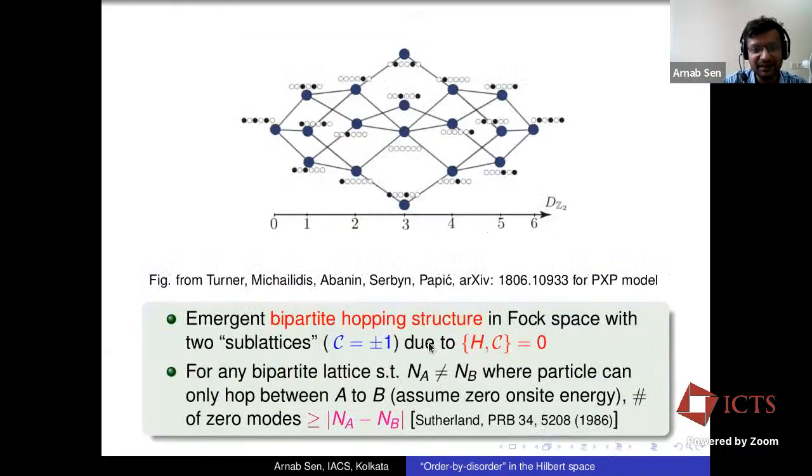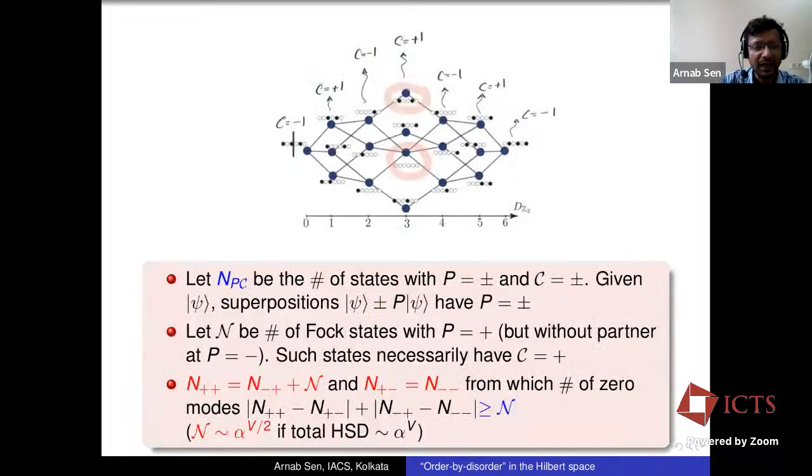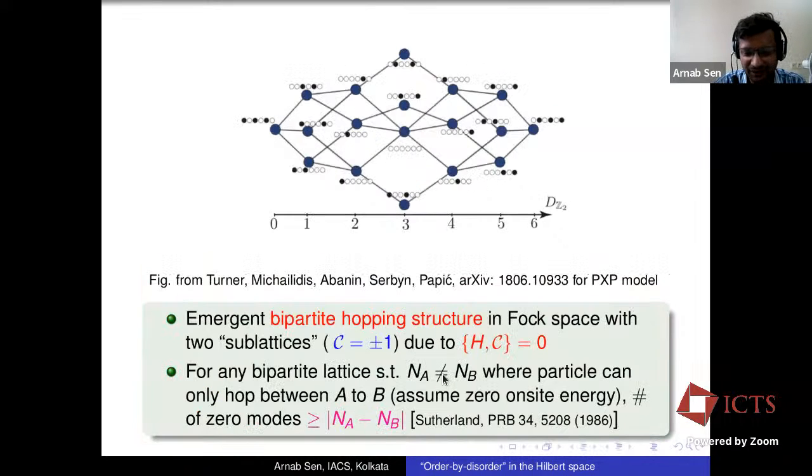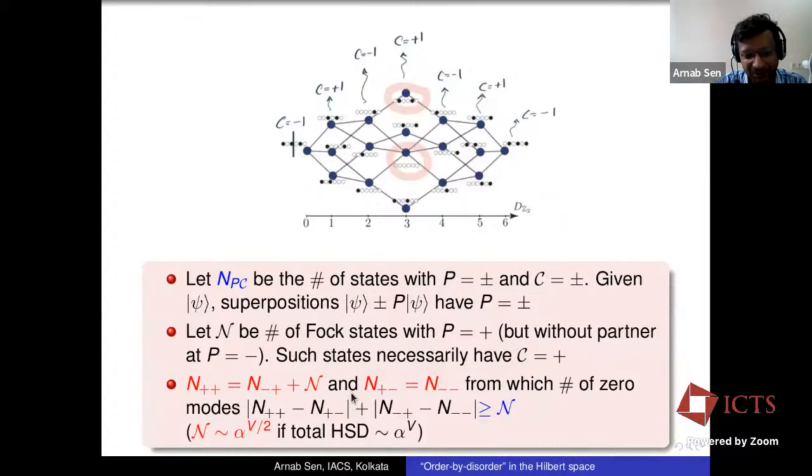So basically what that means is that this bipartite hopping structure is also preserved if you go into a block which has a well-defined parity, and this parity is given by this reflection operator. Using a combination of this, you can actually show, and maybe I'll skip over this, that you can use exactly this formalism which was introduced by Sutherland, and you can show that the number of zero modes in this many body problem, or in this hugely complicated graph which lives in Fock space, is bounded by this number n.